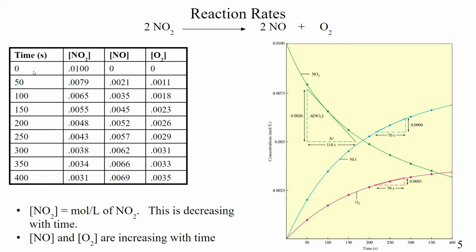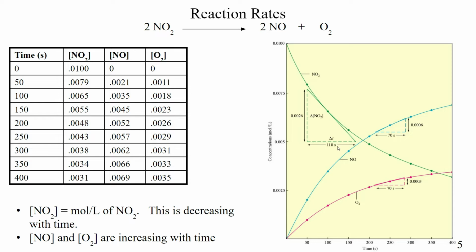initially when we first start the reaction, I only have my reactant, NO2, at 0.01, and I haven't made any products yet. But we understand over time this reactant will start to be consumed, and once it starts to be consumed, this is where we start to form our products. We can see NO will increase over time, and then we can see O2 increase over time as well.